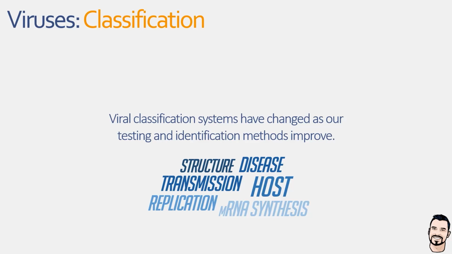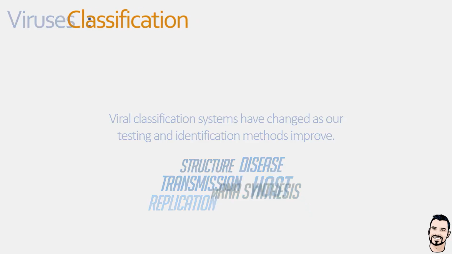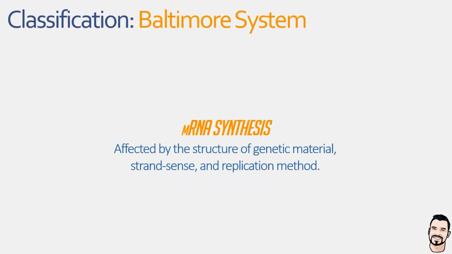Now, one of the key classification systems we use in virology to this day is the Baltimore classification system, which was developed in the early 1970s by Nobel Prize winner David Baltimore, and essentially this system groups viruses based on the nature of their genomes, the mode of replication, and ultimately how they express their genetic information. Essentially, all viral replication cycles revolve around a central stage of messenger RNA synthesis. And this itself is dependent upon the structure of the genetic material, so whether it is DNA or RNA, whether it is single or double-stranded, its overall replication method, and whether it is positive or negative sense.